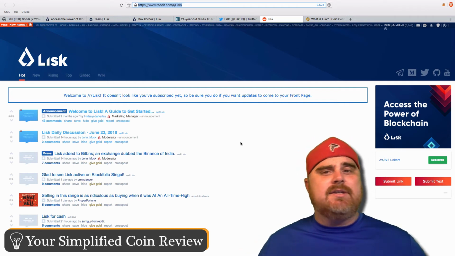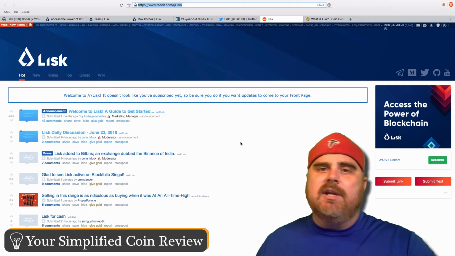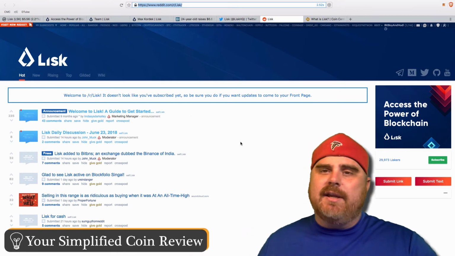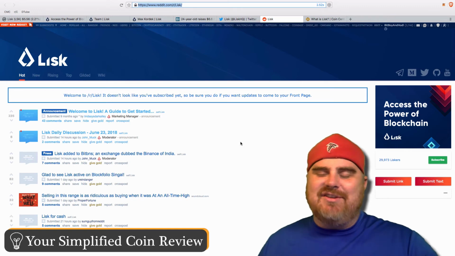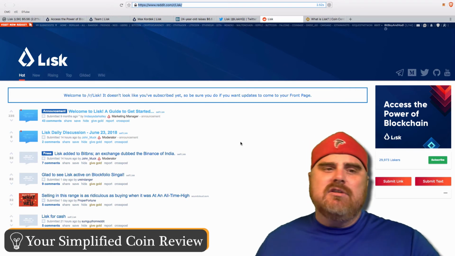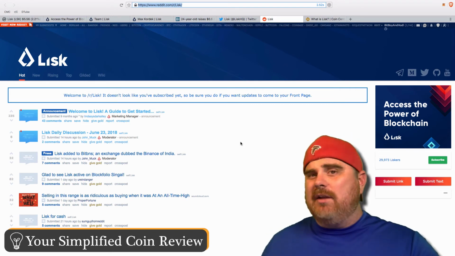If you guys are in the Lisk community and you know of some applications that have already been built on Lisk, then please let us know. I'd love to look into them. I love decentralized applications. To me, it's the most interesting thing in cryptocurrency, pretty much, seeing the actual working products that are being built. So if you guys know of some, drop them in the comments below. I'd love to check them out.